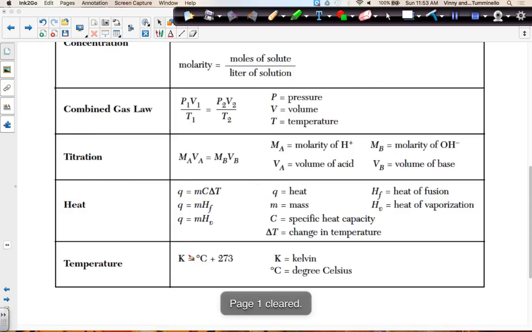And finally, our Kelvin equals Celsius plus 273. If you ever need to go from Celsius to Kelvin or from Kelvin to Celsius, you're going to plug into this formula, and you will always need to do this if you start with a Celsius temperature in P1 V1 over T1 equals P2 V2 over T2, because we can only use Kelvins in that formula.